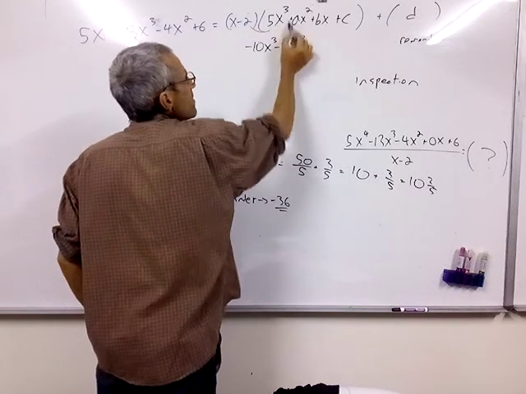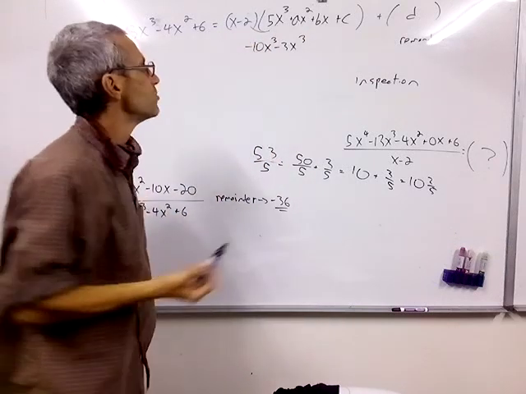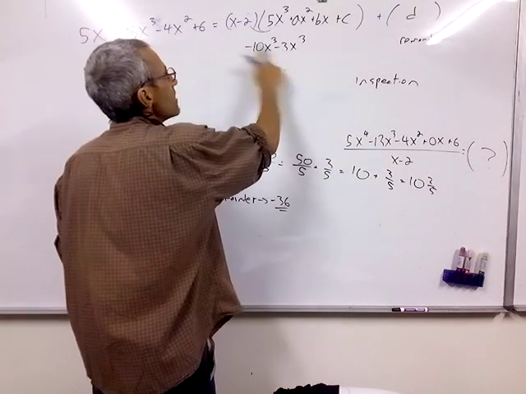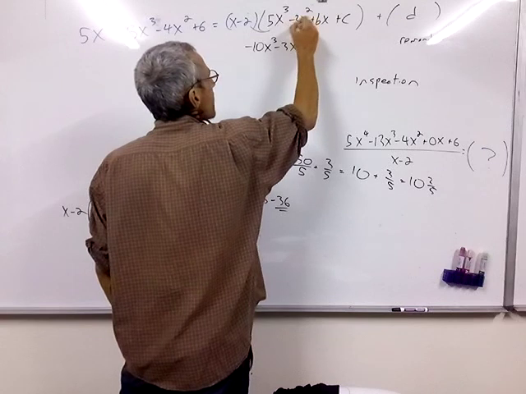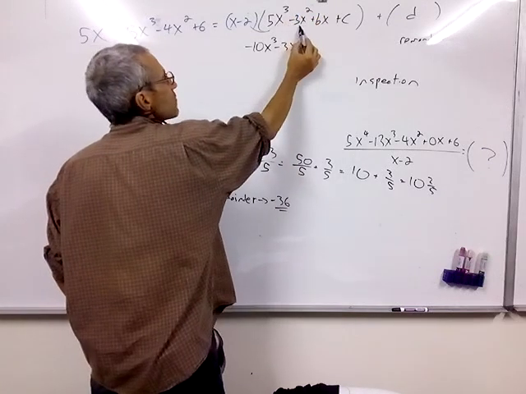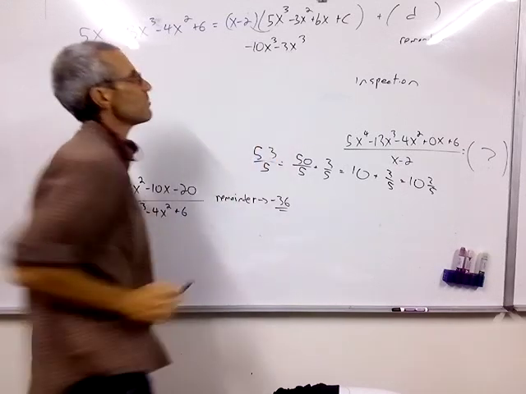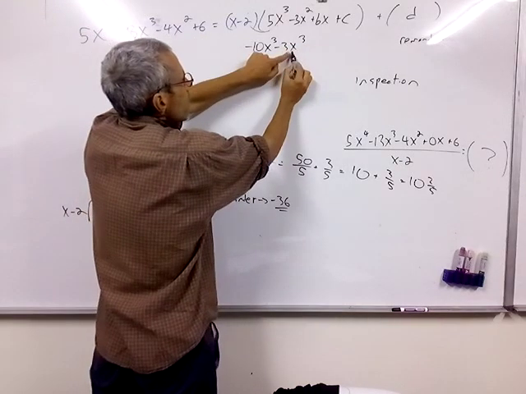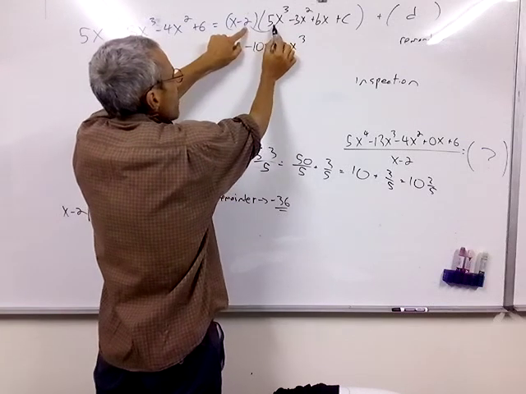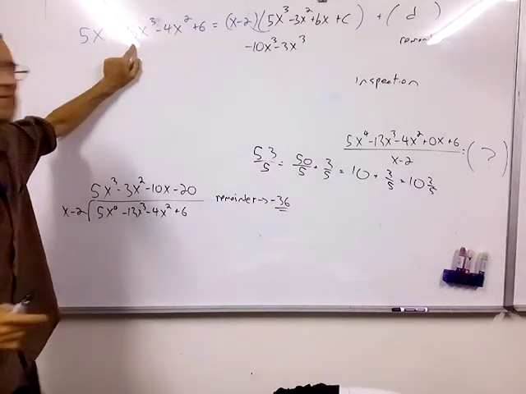If I time this, the x squared, times the x, that's going to be x cubed, isn't it? And how much do I need? I need minus 3. So now I know what the a is. The a is going to be minus 3. See, minus 3x squared times x is going to be exactly my minus 3x cubed. And if I combine those two, I will get minus 13x cubed. And those together will give you that.